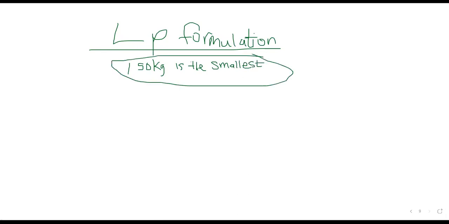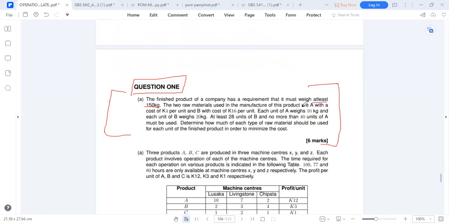Now, there is one thing that we need to know. There are two raw materials used in the manufacture of this product: A, with a cost of 4 kwacha per unit, and B, the cost is 16 kwacha per unit. A is 4 kwacha per unit. B is 16 kwacha per unit.